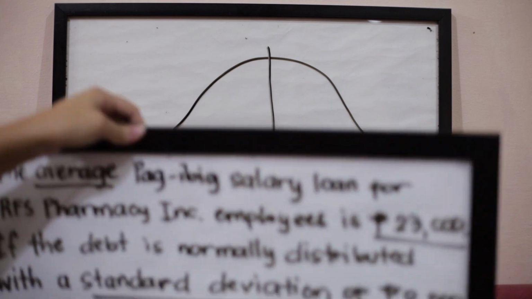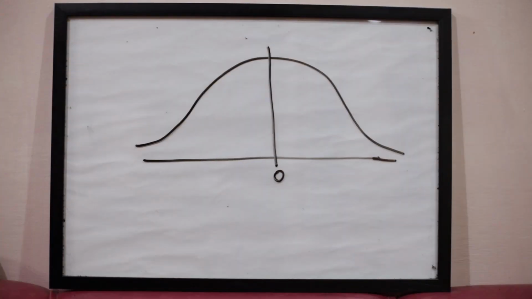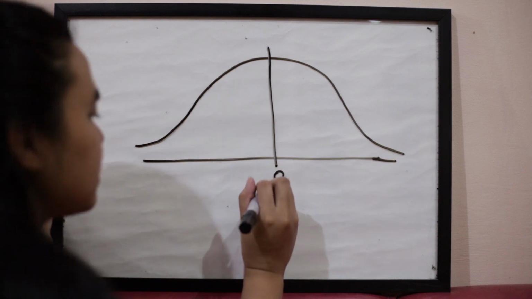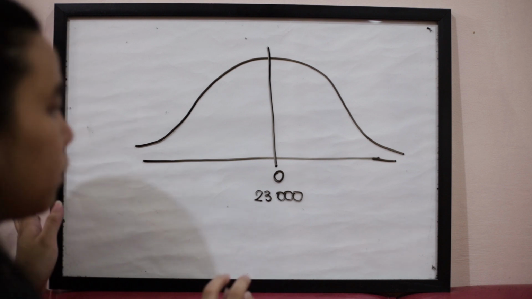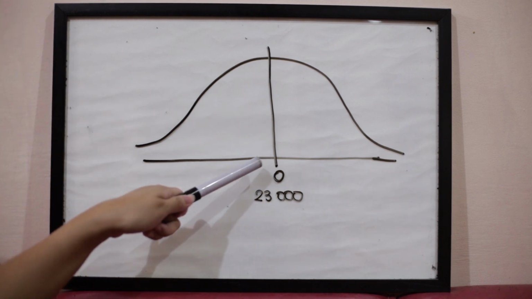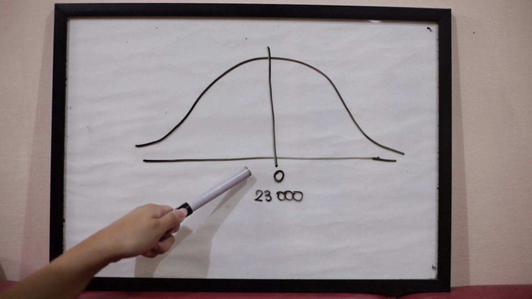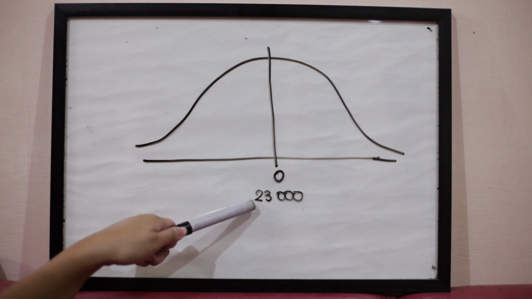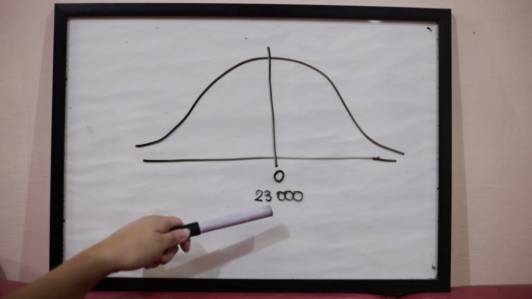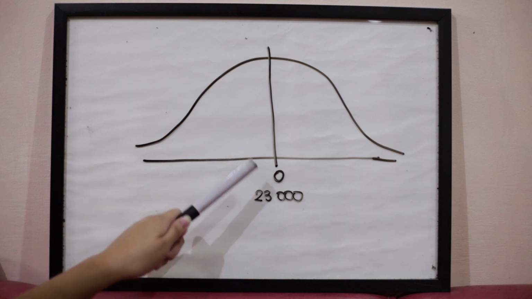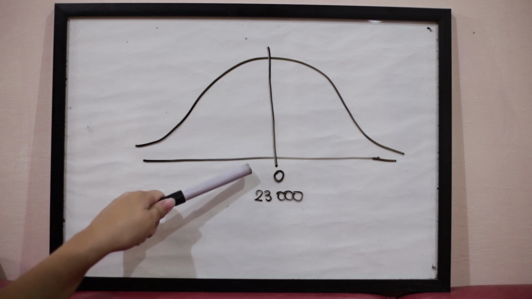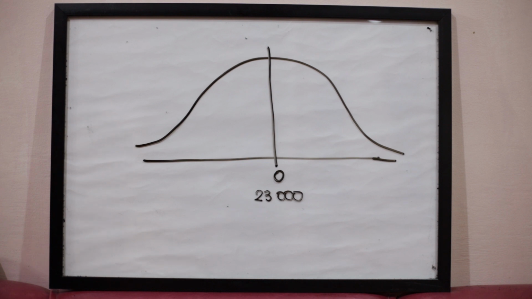So, meaning to say, in raw scores, the equivalent of your 0 is 23,000. Ma'am, why? Because the 0 for the Z-score is your mean. So, since 23,000 is our mean, then 23,000 is the raw score equivalent to the Z-score of 0. Okay. Next, we plot negative 1.80.